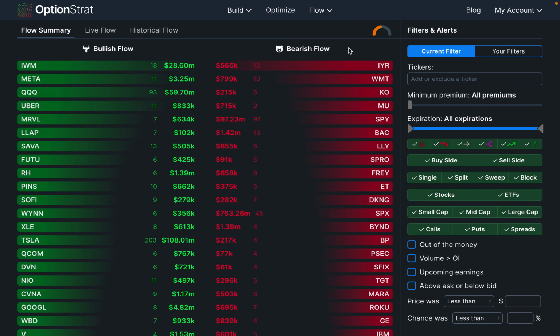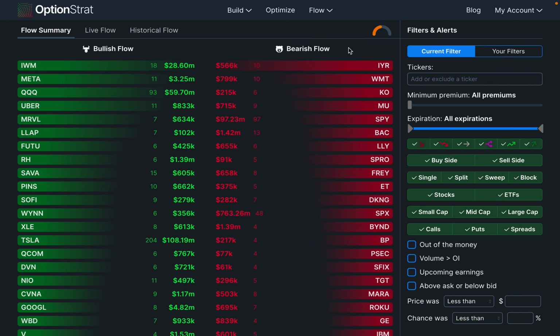What I mean by that is when you use other flow tools, they're only going to show buying puts, buying calls, selling puts. Optionstrat will also show you more advanced strategies that the smart money is using, like iron condors, debit spreads, credit spreads, strangles, straddles, and all those other strategies. Again, I'm going to show you that very soon. But let's start right here, okay?